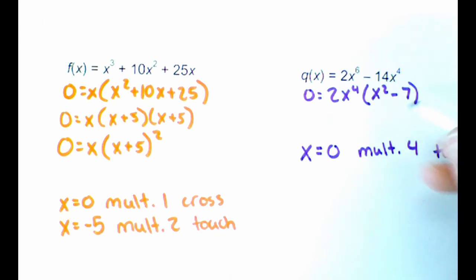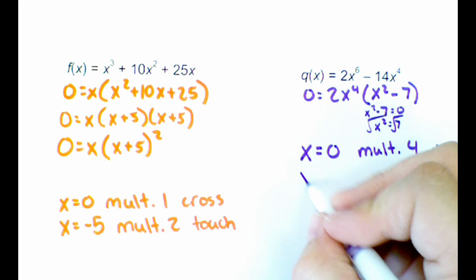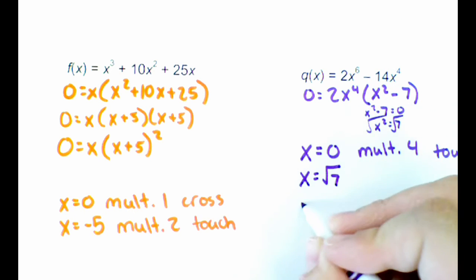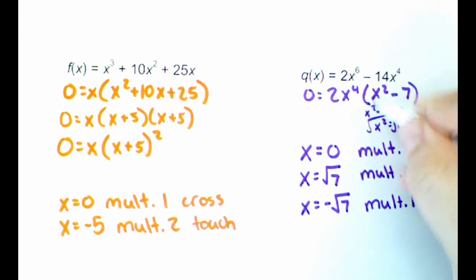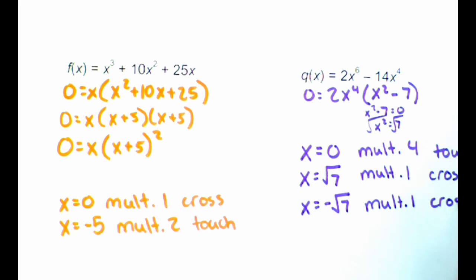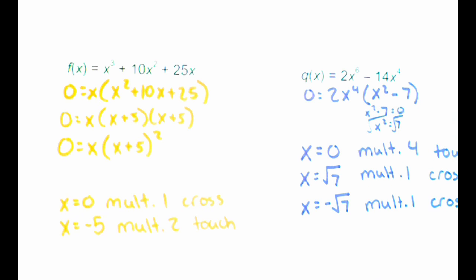X squared minus 7. We can't factor that, but we can solve it by setting it equal to 0. I add the 7 over, I get x squared equals 7. I square root and I get 2 answers. X equals the square root of 7 and x equals negative square root of 7. Each of those only have a multiplicity of 1 because together they make the x squared. And that means they are both cross points of our graph. So when I say real zeros, they don't have to be rational. Square root of 7 is a real number, just not rational.